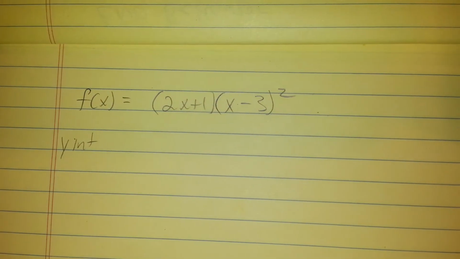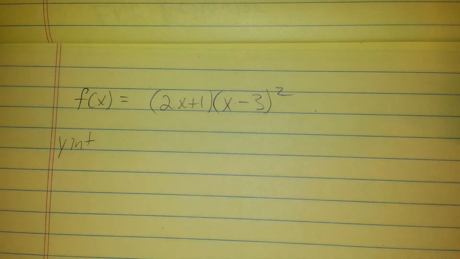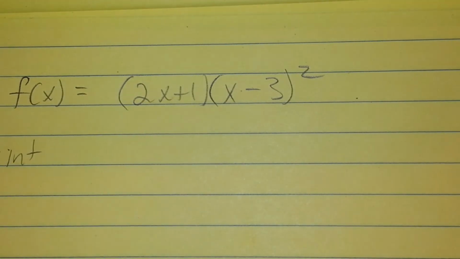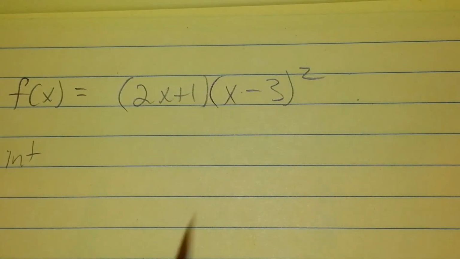Okay, I'm going to talk about analyzing the graph of a polynomial function. Here I've got 2x plus 1 times x minus 3 squared.